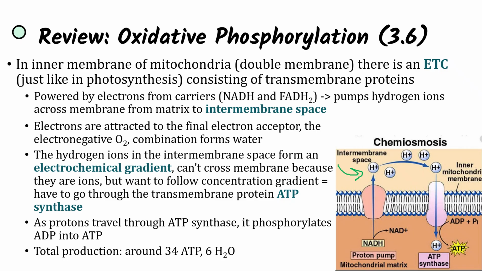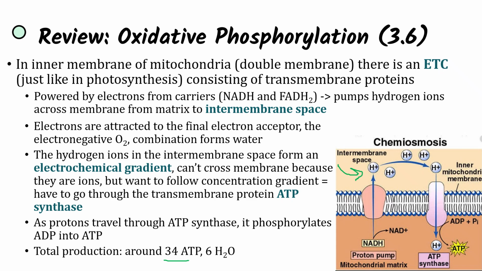Now, these hydrogen ions in the intermembrane space form an electrochemical gradient, meaning firstly, there's going to be a gradient just because there are more of them on this side of the membrane than the other, but also there's going to be a differing charge. It's going to be a lot more positive up here in the intermembrane space. But they're unable to cross the membrane because they're ions. So in order to follow their concentration gradient, they must go through ATP synthase, just like photosynthesis. And once they travel through ATP synthase, you're going to get a phosphorylation of ADP into ATP. And this here is going to produce 34 ATP, which is by far a much larger amount than what you get from glycolysis or from the Krebs cycle.